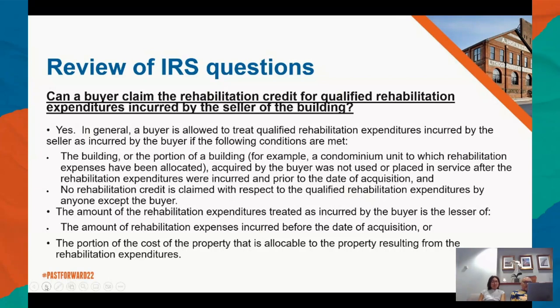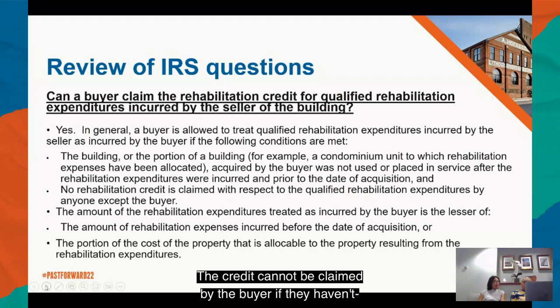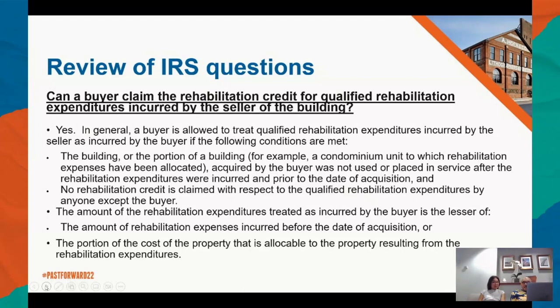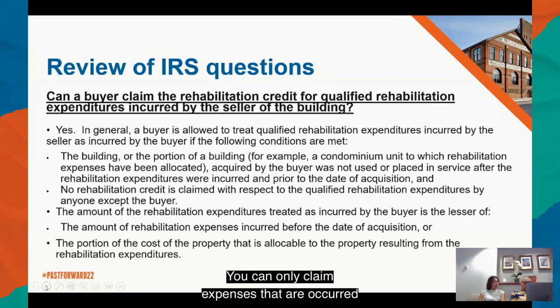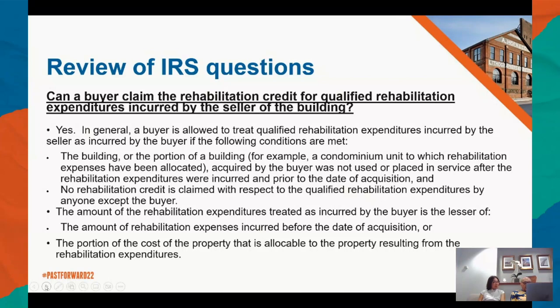Okay. So the credit cannot be claimed by the buyer if someone else has claimed it. If the developer has claimed the credit, the buyer can't also do it. No double dipping. And you can only claim expenses that are incurred after the acquisition date.